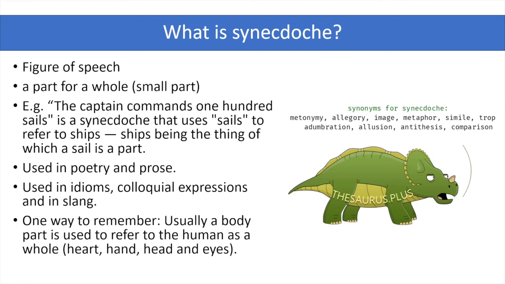One way to remember it is, usually a body part is used to refer to a human as a whole, like the heart, the hand, the head, or the eyes. Have a look at the cartoon. Synonyms for synecdoche are metonymy, allegory, image, metaphor, simile, trope, and it goes on. Let's look at why writers use synecdoche on the next slide.